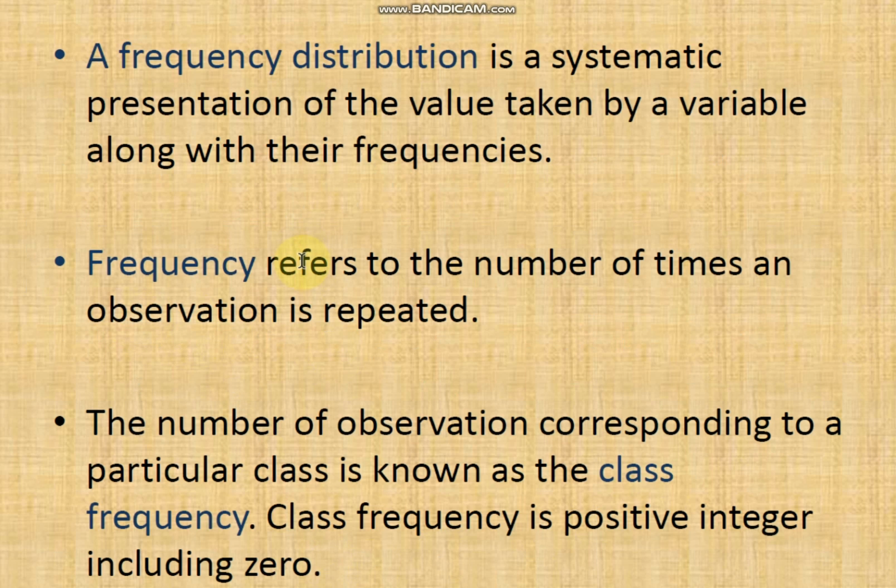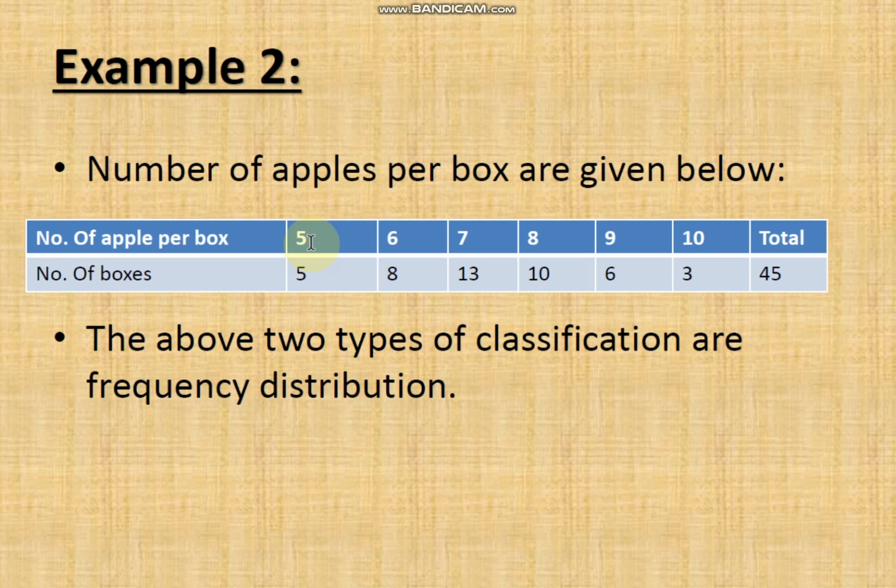Then what is a frequency? Frequency refers to the number of times an observation is repeated. Let us again go back to the example. Here, the variable value 5. This 5 repeats 5 times. That is, 5 boxes contain 5 apples, or the number of times you get 5 apples in a box will be 5 times. 8 boxes contain 6 apples. 5, 8, 13, 10, 6, 3. These are the repetitions.